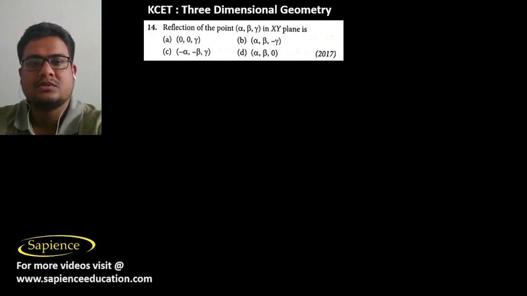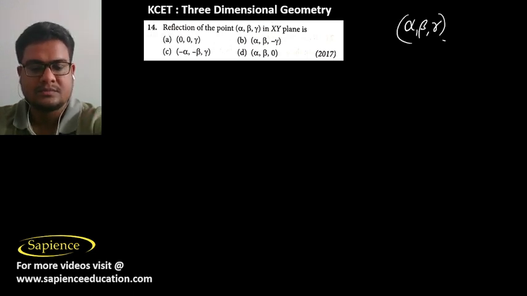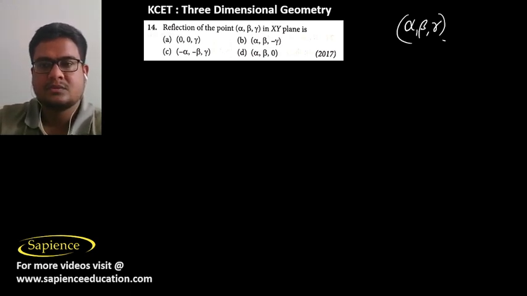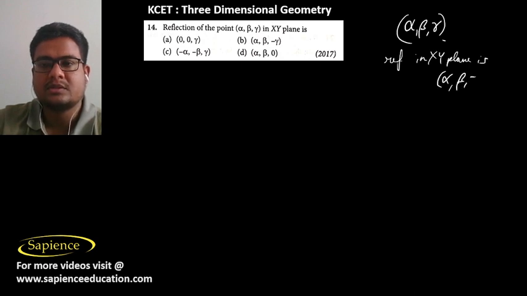The reflection of the point alpha comma beta comma gamma in the xy plane is... It means that only the sign of the z coordinate will change and its value will be the same. So its reflection in the xy plane is alpha comma beta comma minus gamma. Option B is the answer.